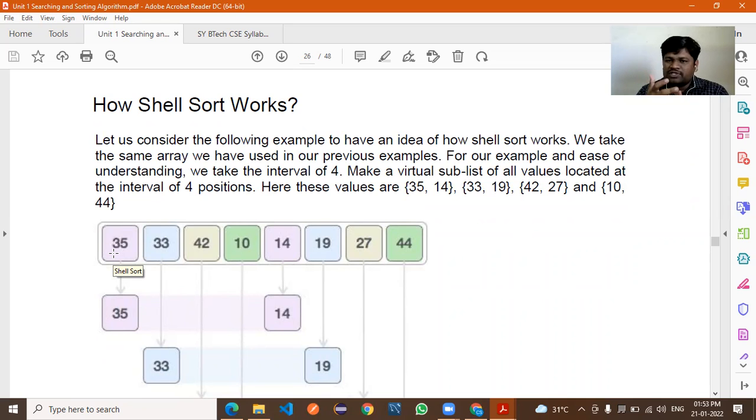Along with the first element, initially we will consider the interval of 4. After that we'll consider interval of 2, after that interval of 1, like this, right? So first we'll compare the 35 with the 4th element. Who is the 4th here? 14, right? So I have considered 35 and 14 as one sublist.